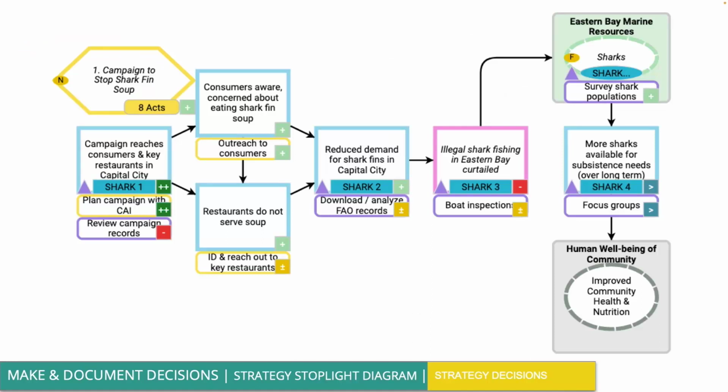Now, this team has a good understanding of the details behind their strategy stoplight diagram. Implementation of the strategy is going well. The team will work with their research partner to improve their monitoring activities. The major issues they're running into are on the far right of the diagram, but there's not much they can do now. They've committed to learning more about other consumers of shark fins outside of Capital City Restaurant. They will remain aware of the changing legislation that may impact their ultimate outcomes.